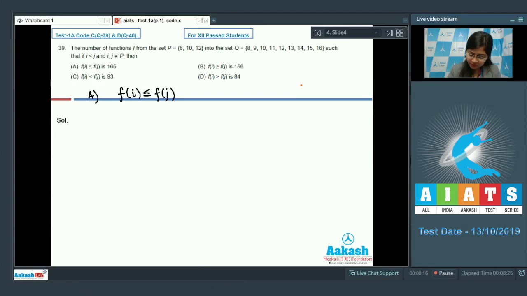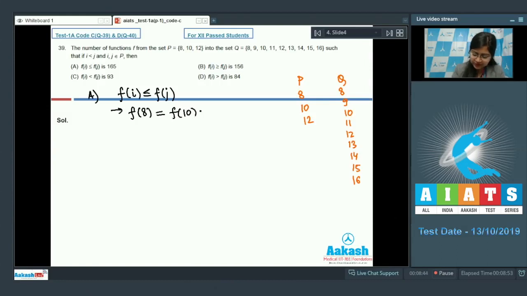So we have here set P, in which we have elements 8, 10 and 12, and set Q in which we have elements 8, 9, 10, 11, 12, 13, 14, 15 and 16, right? So let's first talk about f(i) less than or equal to f(j). There are 4 cases in which it is possible. First case is when f(8) is equal to f(10) is equal to f(12), right?